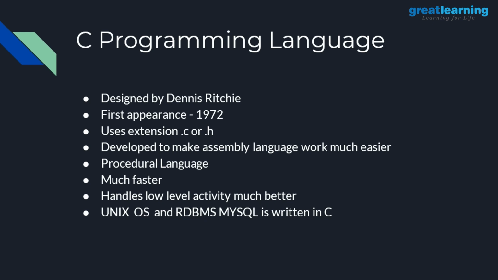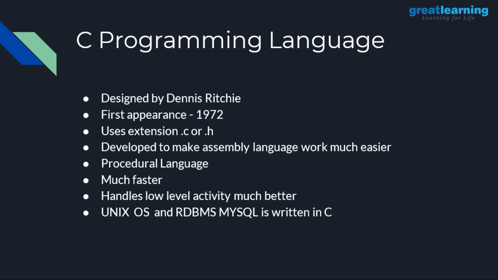So instead of using assembly language, Dennis Ritchie designed the C programming language, which is a high-level language. He designed it in 1972. It is a procedural language. What do you mean by that? You have to follow a sequence of steps to get the desired output. So it is much faster.